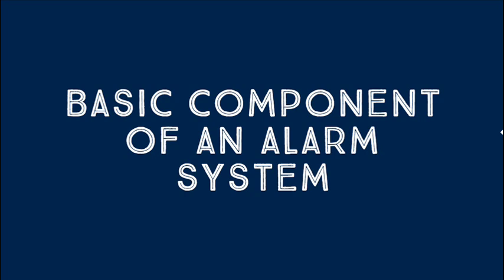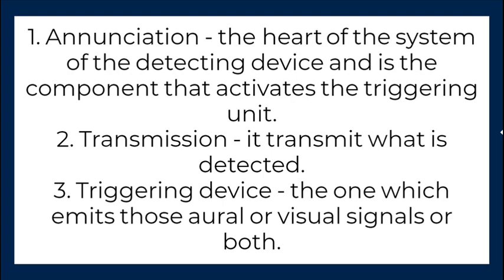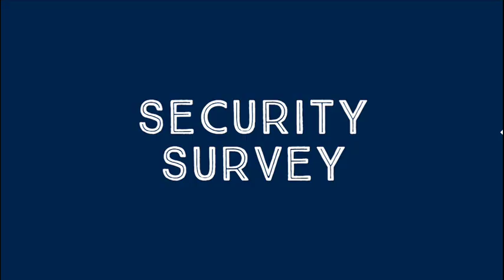Basic components of an alarm system. 1. Annunciation. The heart of the system, the detecting device, and is the component that activates the triggering unit. 2. Transmission. It transmits what is detected. 3. Triggering device. The one which emits those oral or visual signals or both.